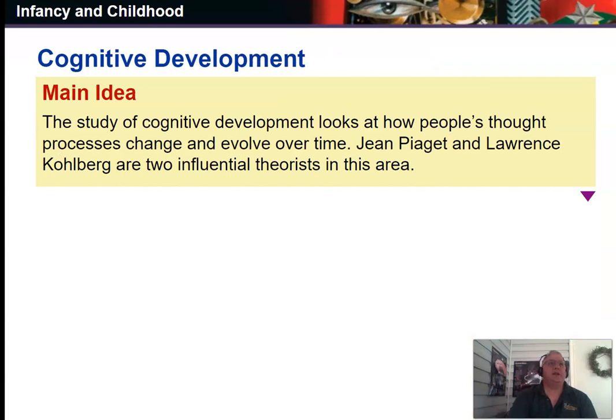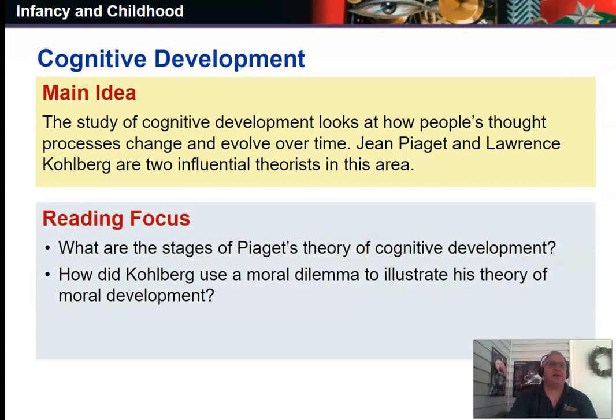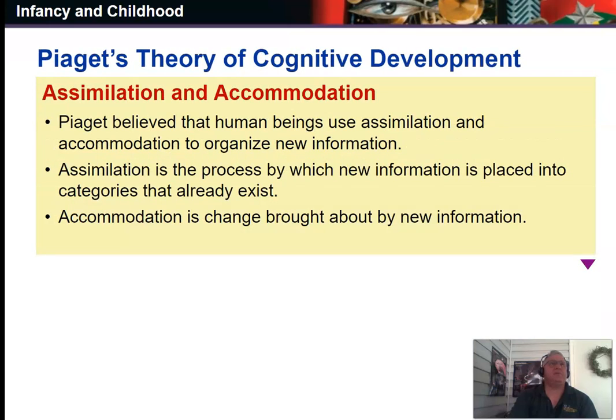So in this section, your main idea is to study what cognitive development looks like and how people thought the process of change evolved over time. Jean Piaget and Lawrence Kohlberg are 2 influential theorists in this area. So at this point, what you should have in your notes in completion of this section is: what are the stages of Piaget's theory of cognitive development? How did Kohlberg use moral development to illustrate his theory of moral development?